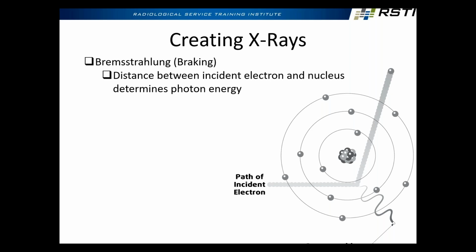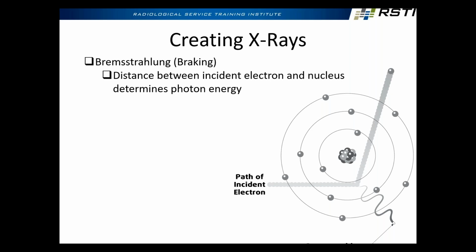The closer we pass to that nucleus, the more energy we can give up, up to and including the total energy of that incident electron. So if I am applying 100 kV to an X-ray tube, 100,000 volts, that means that at my cathode, I've generated a space charge. I've heated up that filament in that 6 to 12 volt, 4 to 5.5 amp range. So I've got a cloud of electrons there.